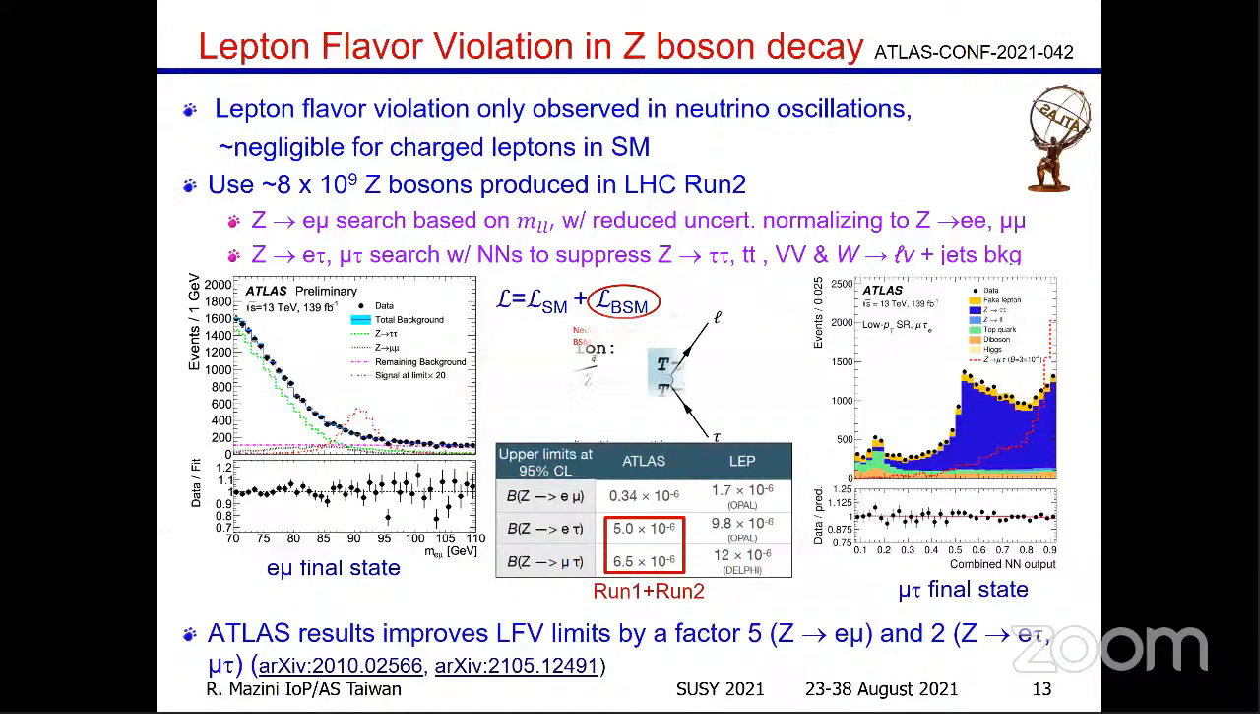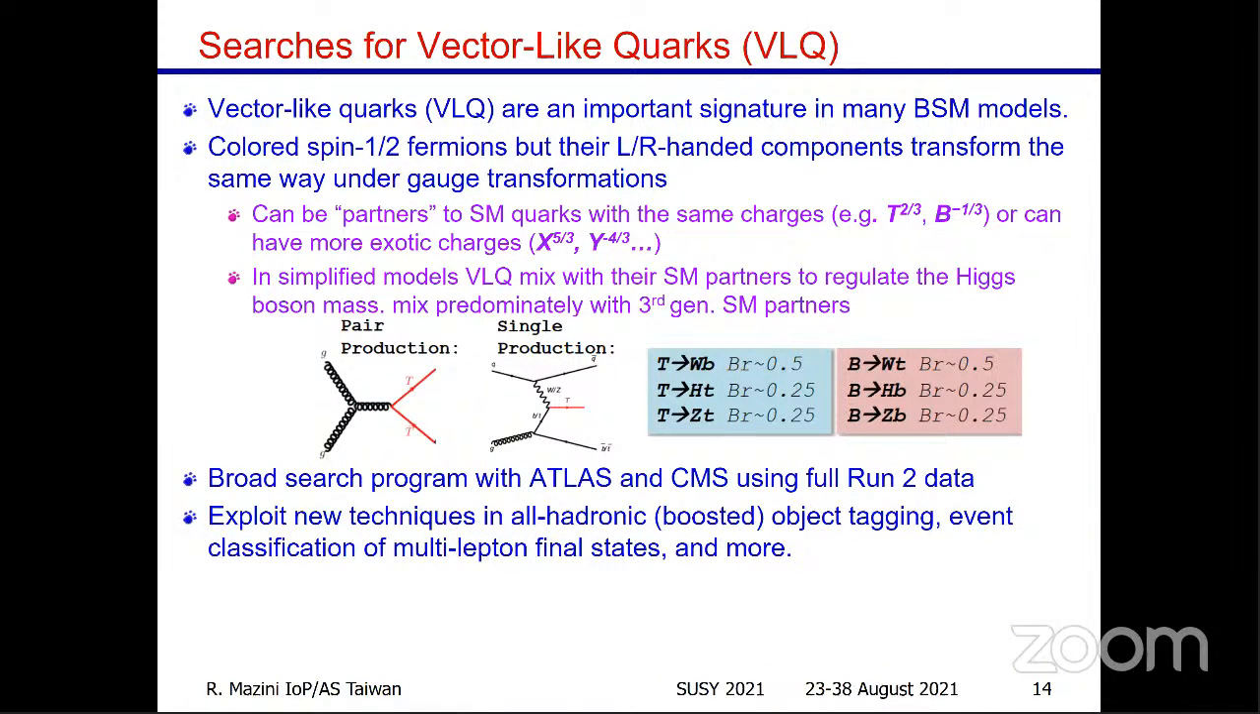The next item is vector-like quarks. They are important signatures in many BSM models. They consist mainly of colored spin 1/2 fermions, but their left- and right-handed components transform the same way under gauge transformations. They can be partnered to standard model quarks with the same charge, or can have more exotic charges. In simplified models, the VLQs mix with their standard model partners to regulate the Higgs boson mass, and they mix predominantly with the third generation of the standard model. They can be produced either in pair or in single production, and they can decay through their standard model partners with branching ratios depending on the model.